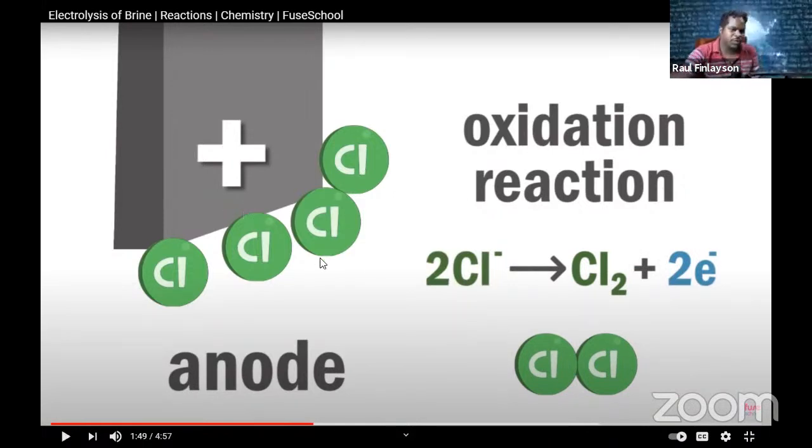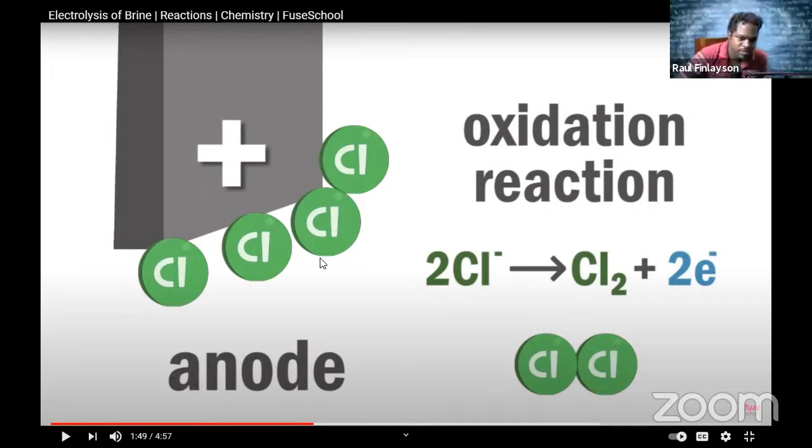What we're also learning about the anode is not only that it is positively charged, but that oxidation takes place there. And the definition for oxidation is that oxidation is a loss of electrons.